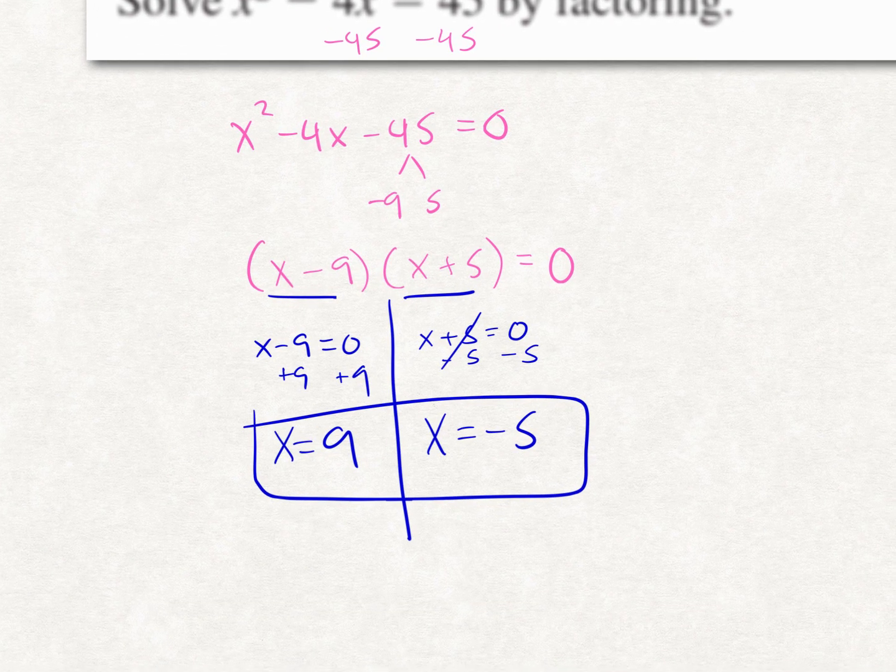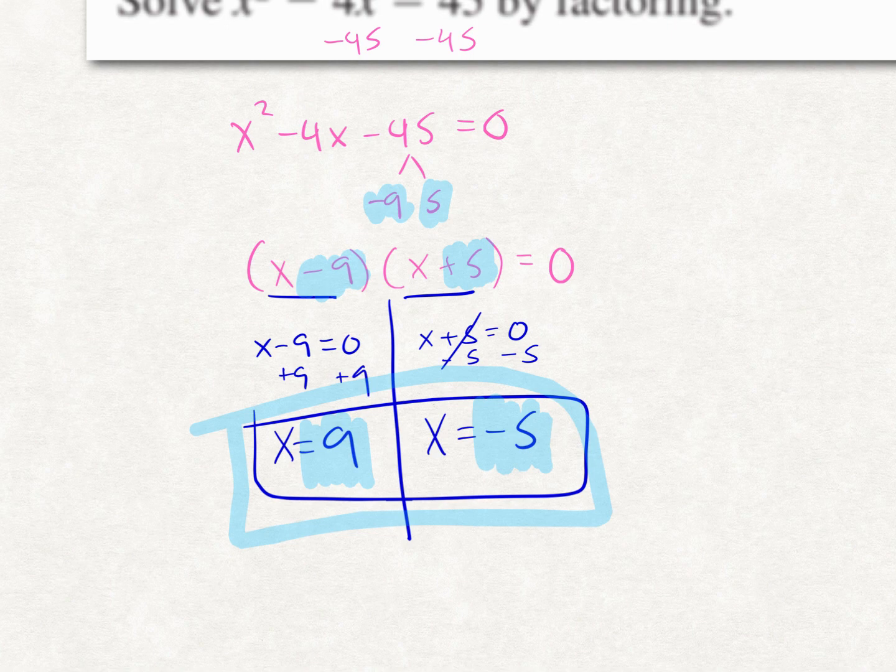So again, notice here how it was x minus 9 and positive 5. And then our answers became positive 9 and negative 5. So the signs always flip once you get to your answer part.